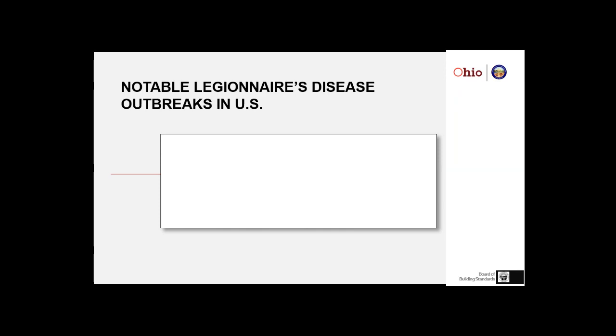Now let's talk about some plumbing issues. Legionnaires' disease outbreaks in the United States. The first one was noted in Philadelphia. That's where it got its name because it was discovered during an American Legion convention. 34 people died.